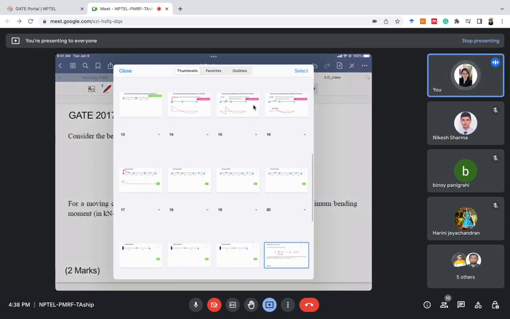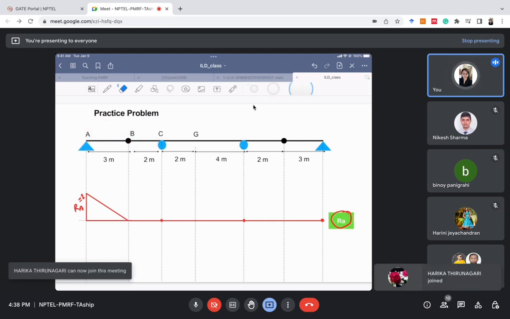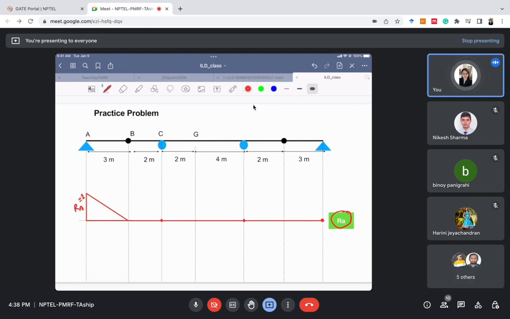Is it a determinate or an indeterminate beam? Please make sure before starting any problem that the beam is determinate or indeterminate. So let me tell you the quick method to determine this for a beam: a simply supported beam is always statically determinate, that you know, right? A simply supported beam is statically determinate.